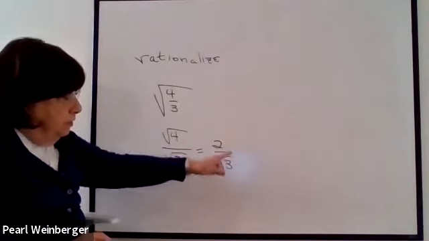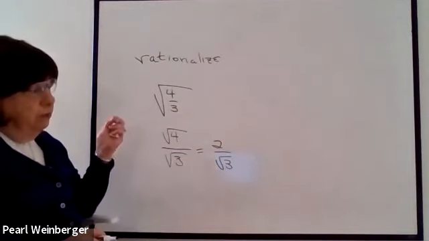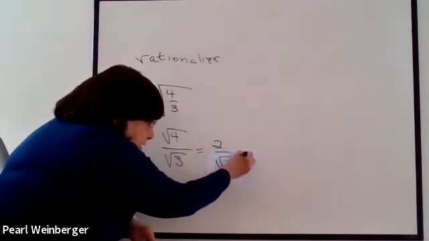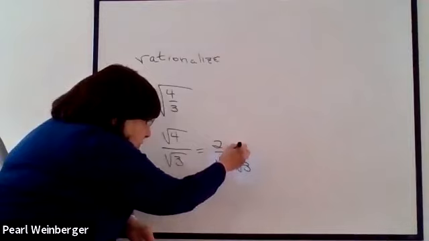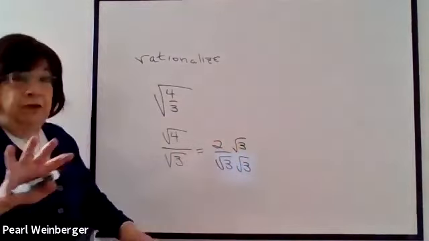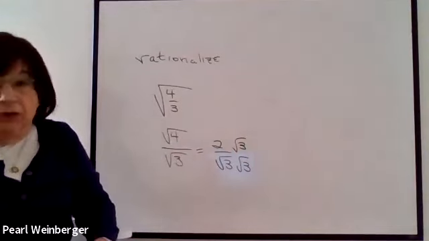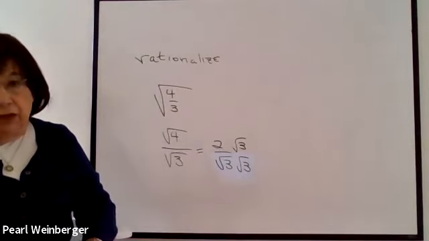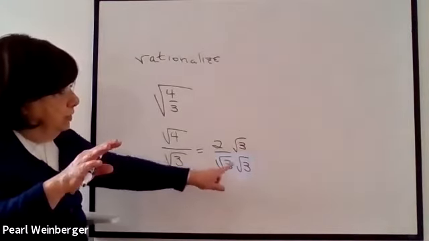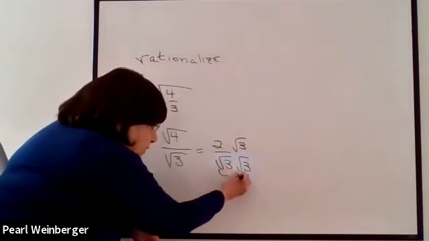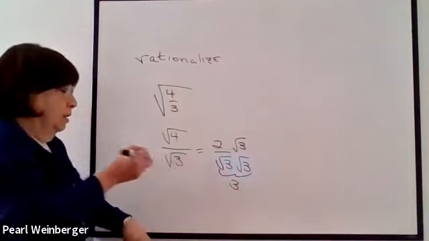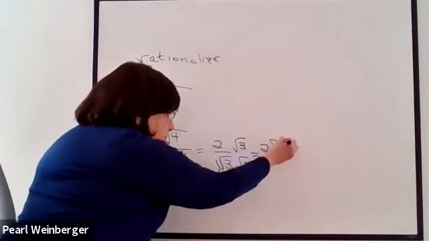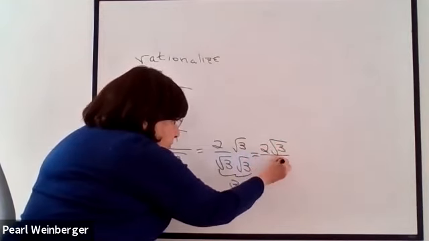Now, I can't simplify this square root of 3 by anything, but I do what I did before. I multiply the top and the bottom by the square root of 3. If you notice, before we only multiplied by the square root of 3. If this would have been 5 square root of 3, I wouldn't have to multiply by 5 square root of 3. I just multiply by the square root of 3. Because when I multiply the square root of 3 times the square root of 3, that gives me the rational number plain 3. And my final answer comes out to be 2 radical 3 over 3.